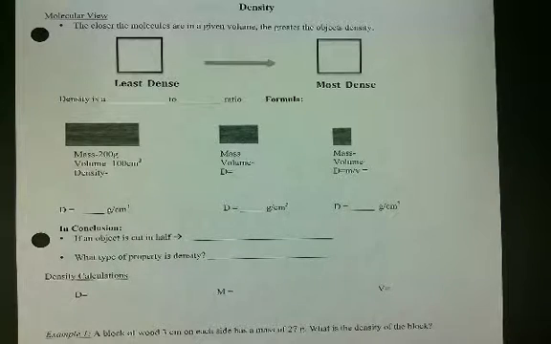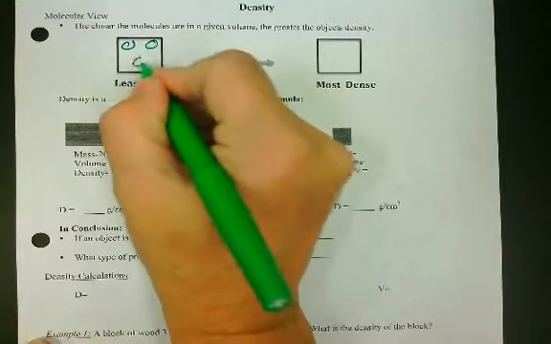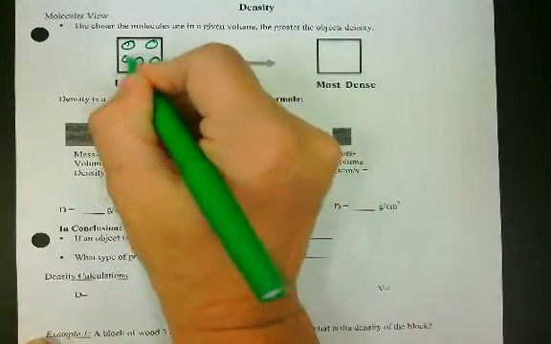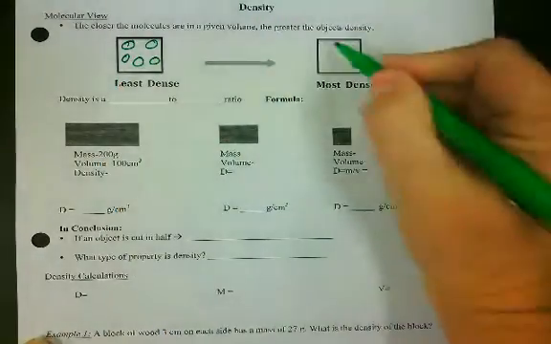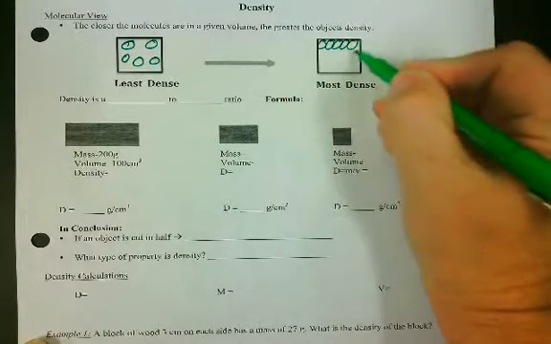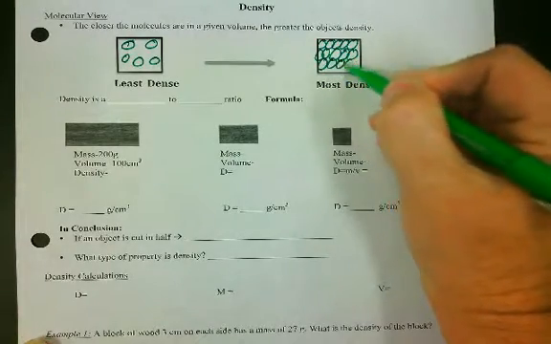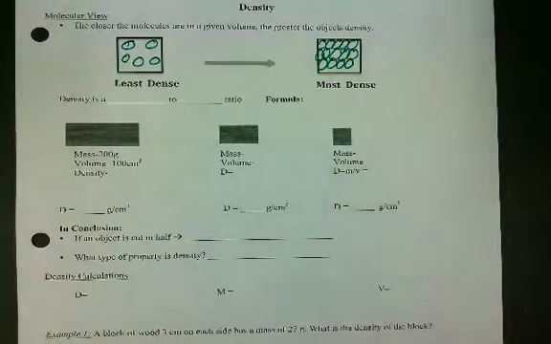If we look at the molecular view of density, the closer the molecules are in a given volume, the greater the object's density. Least dense means that the molecules are spread out and not all touching each other. As we move over to being more dense, these molecules are more touching each other, stacked in close to each other. Okay? That's more dense.